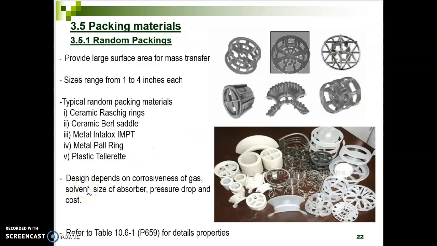The design of the packing material depends on the corrosiveness of the gas, the solvent used, whether it is acidic or not, and also the size of the absorber. Do we require the size of the packing to be larger or smaller? We also need to consider the pressure drop that will occur in the packing material. There will be some calculation before deciding what type of packing material we use, and also the cost involved in the design. Each of these packing materials has its own properties, which affect the pressure drop in the column.